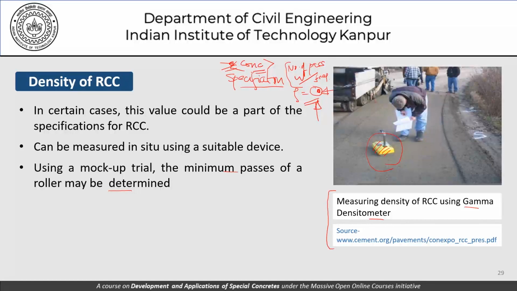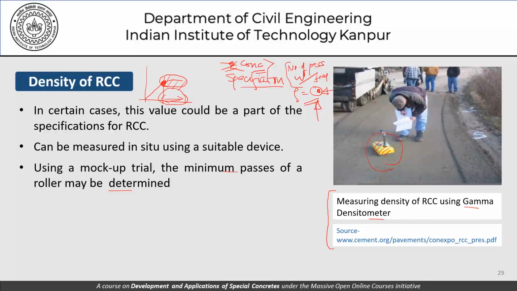Because what we would ideally like to do is to say that intuitively, if the number of passes increase, the density will increase, but beyond that, the density will not increase. So we would like to get somewhere here where at least we are able to achieve the maximum possible density and not have an unnecessarily large amount of passes which is not contributing to the densification of the concrete. Effort should also be made to relate the density measured to that obtained using cores.